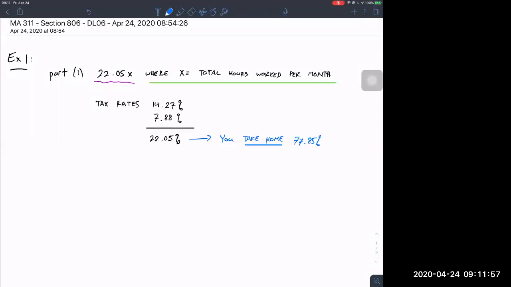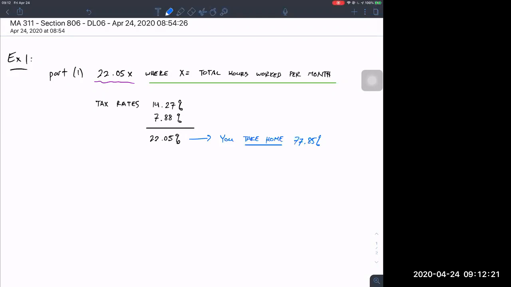22.05 is your hourly rate. You multiply by so many hours. I looked this up online for federal versus New York state, right? So that's federal on top and New York for the 7.88. It's an approximation, right? This doesn't include if you do stock investment, retirement investment, 401k, all that jazz, or health benefits, right? Pre, post-tax deductions.